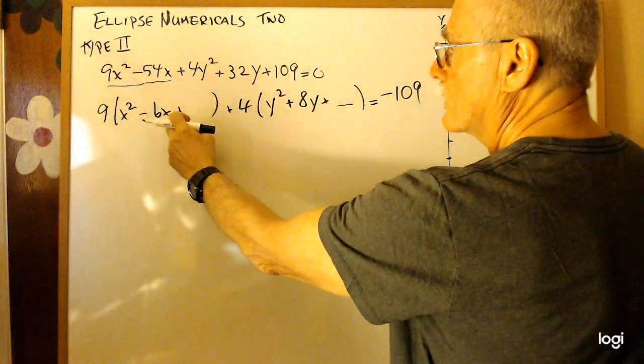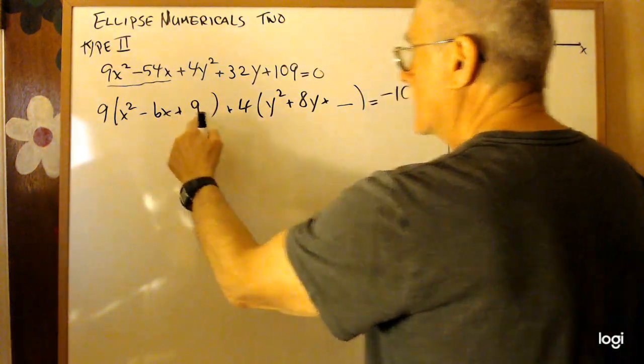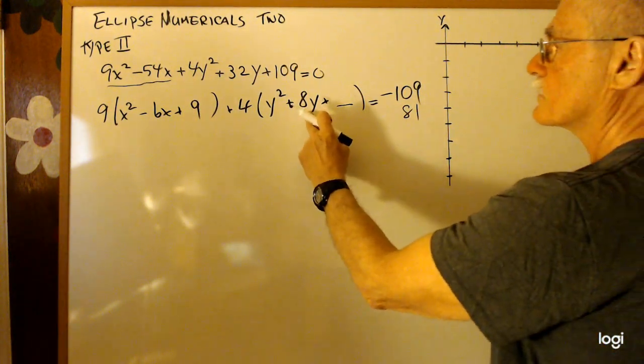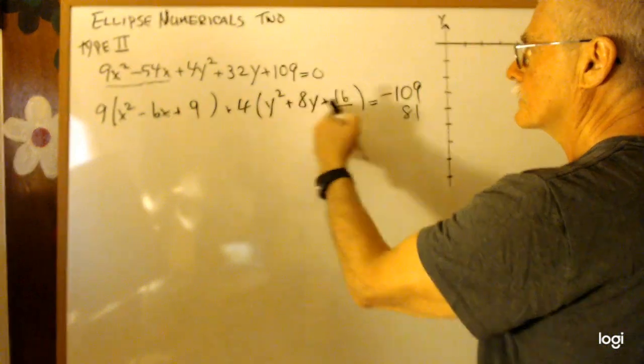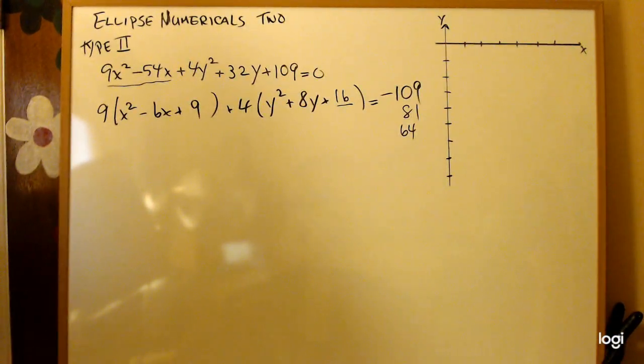All right, so what we're going to do is I'm going to look at my x terms, immediately factor out the 9. With the y terms, immediately I'm going to factor out the 4. And I'm going to move over the 109. Then the idea is I complete the square. Half of this is 3, 3 squared is 9. So realize, of course, 9 times 9, I'm really adding an 81 onto the left side, so I add it onto the right side. Half of this is 4, 4 squared is 16, 4 times 16 is 64. So I'm really adding a 64 onto the left side.